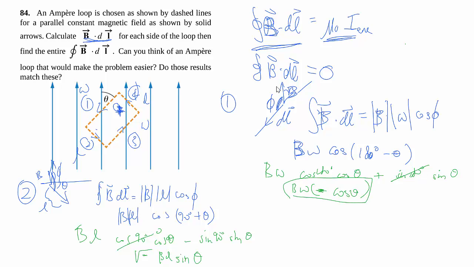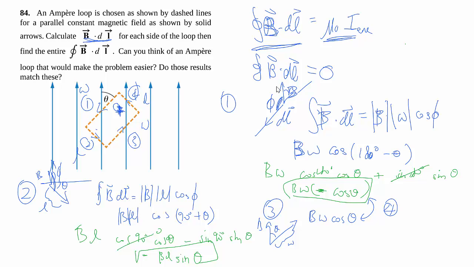Let's circle these so we can keep track of it. For side number 3, we have the entire length W, and our B is simply at angle theta, so this is nice and quick. Oh hey, look, this is the exact opposite of that. Why would it not be? Because we're just going through the same magnetic field in the exact opposite direction.